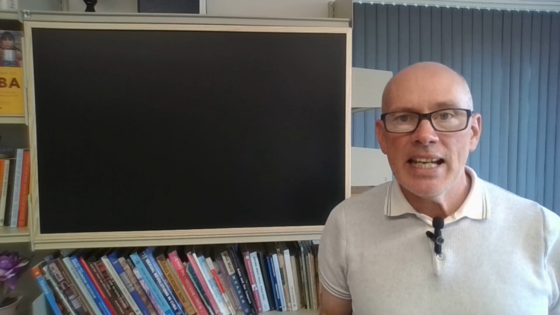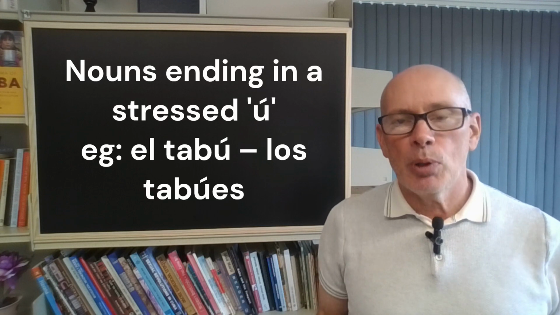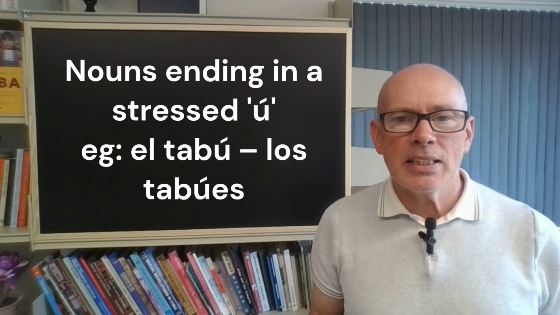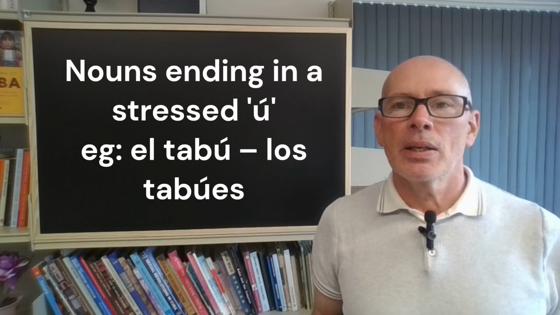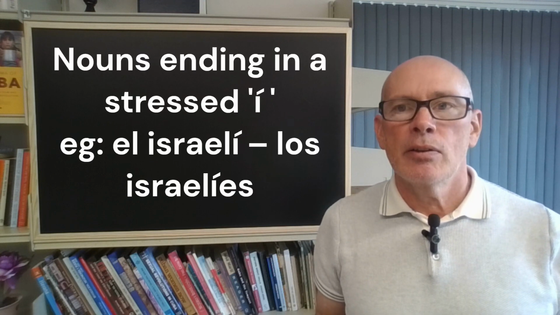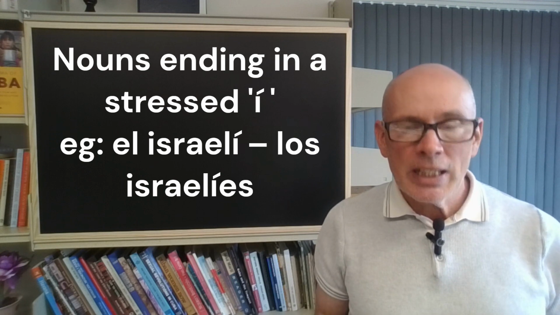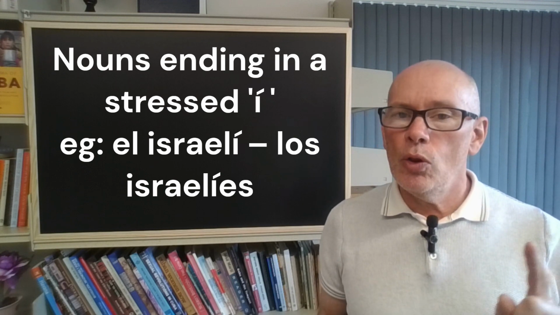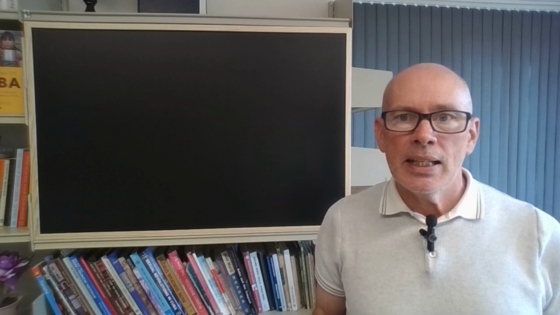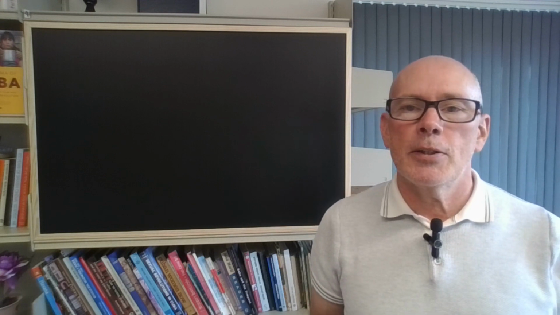Also, you add an es to most nouns ending in a stressed u. For example, a word such as el tabú becomes los tabúes. Also, most nouns ending in a stressed i. For example, el israelí becomes los israelíes, although in this particular case it's often written as israelis. So that is also correct on this occasion.